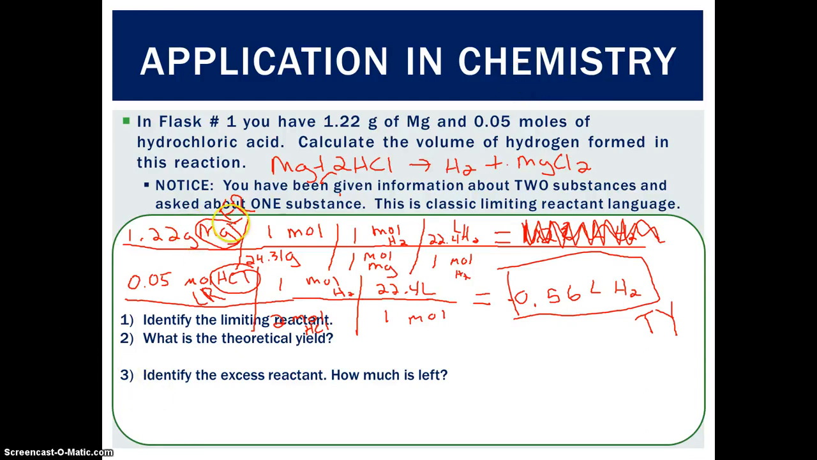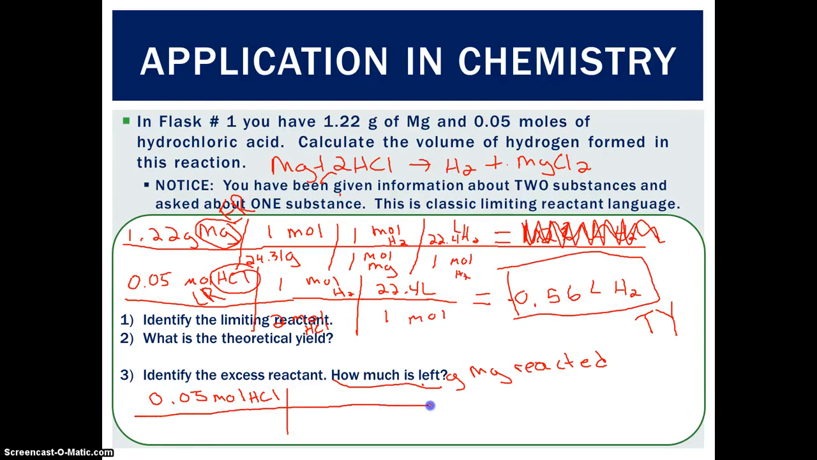So the excess reactant is magnesium, and another question you can be asked is how much is left? To figure out how much is left, we got to go back to what we know happened. We know that all 0.05 moles of hydrochloric acid reacted. We ran out. So I know that 0.05 moles of hydrochloric acid reacted. I can find from this magnesium reacted. Another basic stoichiometry problem. So now I'm going from moles of hydrochloric acid to grams of magnesium.